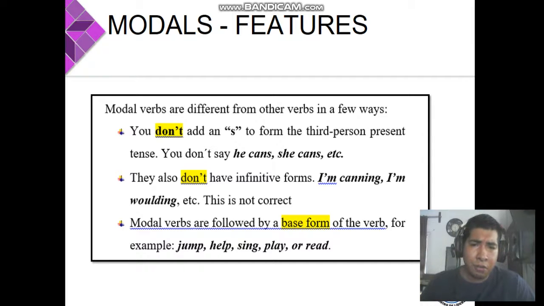Third rule, modal verbs are followed by a base form of the verb. What does this mean? ¿Qué quiere decir esto? It means that the base form of the verb va a ir acompañado de un, en este caso, modal verb. ¿Cuáles son ejemplos de infinitive form? Los podemos ver ahí abajo. Jump, help, sing, play, and read.